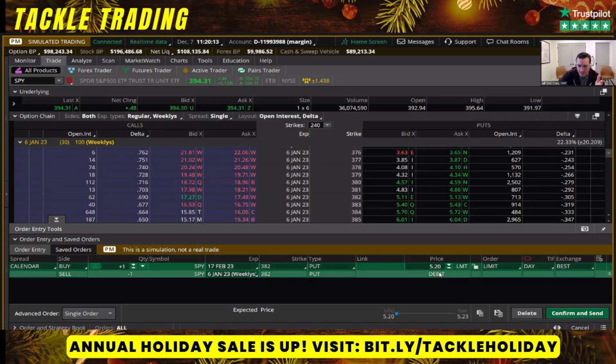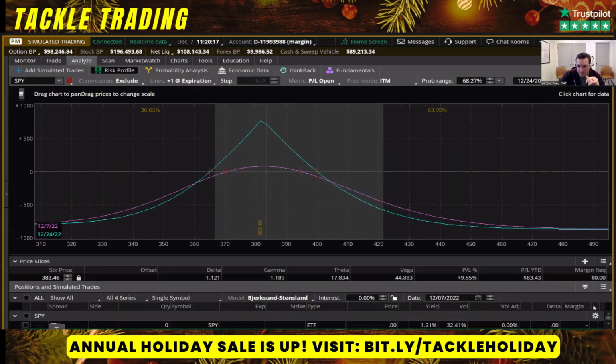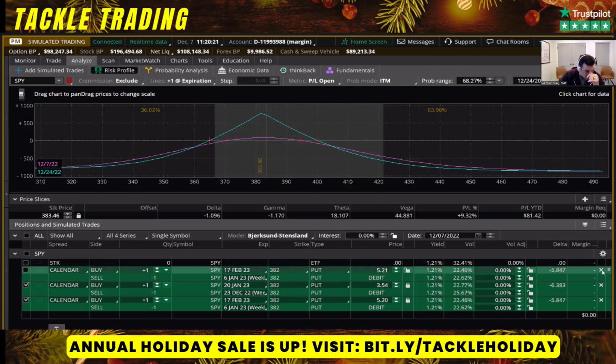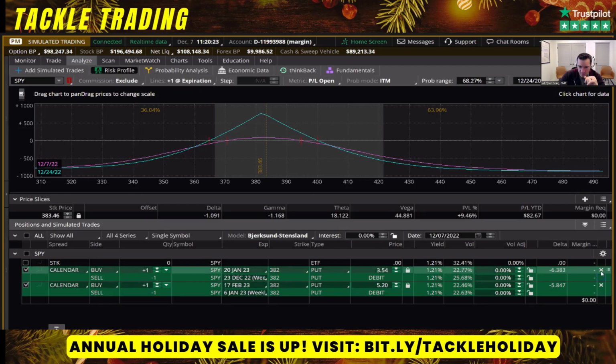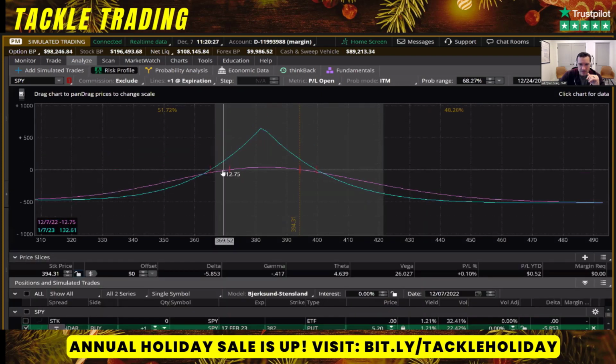$5.20. Okay. If I analyze it, got a few of these on there from last night. Let's pop those off here. Here's what the risk graph looks like. Okay, you got this nice little tent. And the peak of the tent, which is the max profit, is the strike price you chose, which effectively means that's the target. Now, that dotted brown line is the current stock price.